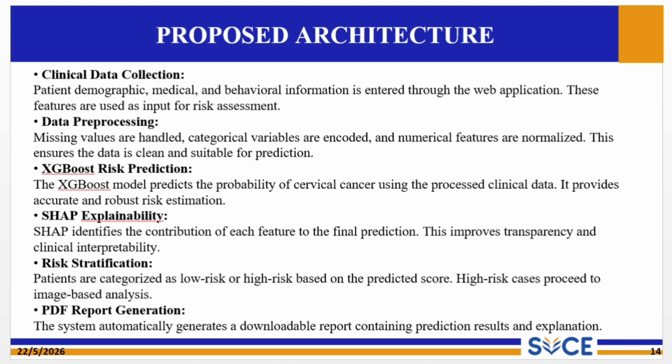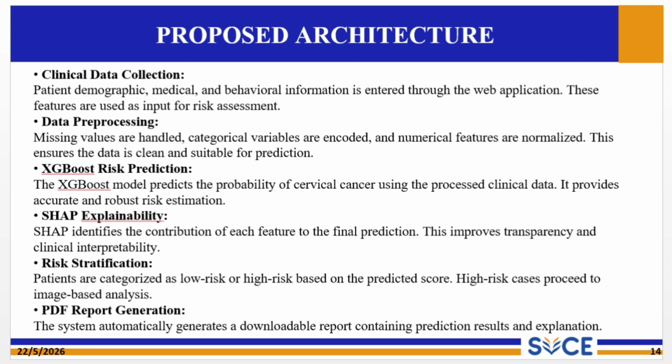The proposed architecture. In the first stage of our architecture, patient demographic, behavioral, and clinical information is collected through the web application. The data then undergoes pre-processing where missing values are handled, categorical data is encoded, and numerical values are normalized. The processed data is passed into the XGBoost model, which predicts cervical cancer risk.